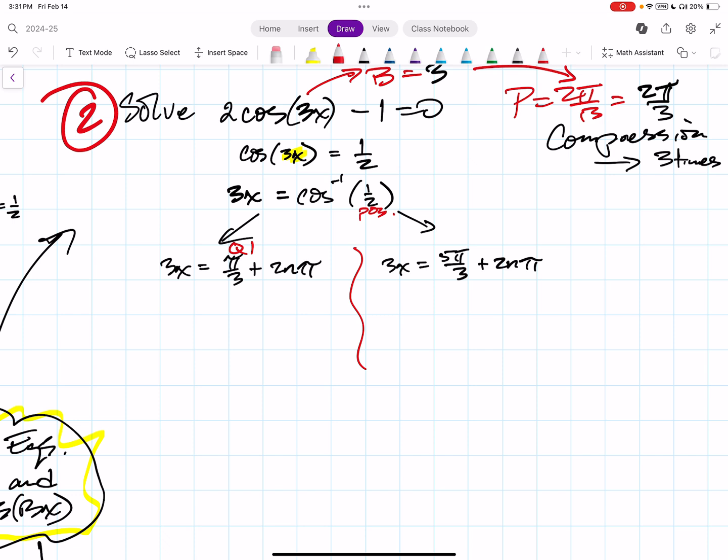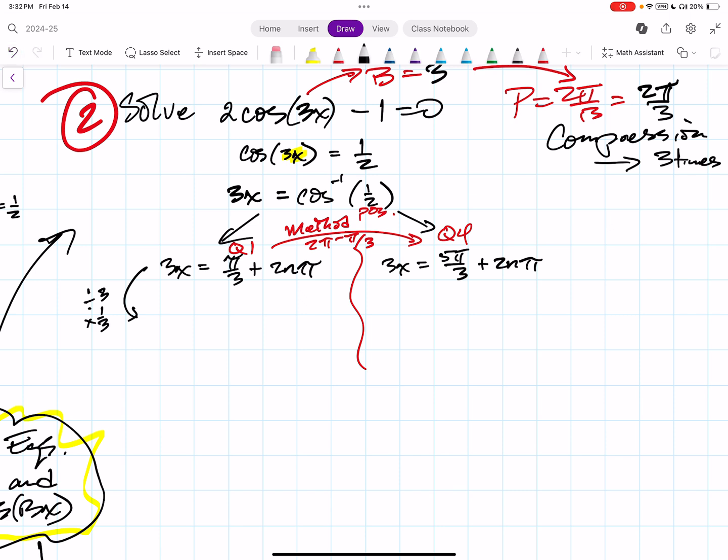Now remember, to get from quadrant 1 to quadrant 4, all you do is take 2 pi minus pi thirds, which is 5 pi thirds. That's your method. You should know that. Now what we want to do is solve for x, because these are the initial angles, but they're not the solution. So we want to divide by 3, or multiply by a third, however you want to think about it.